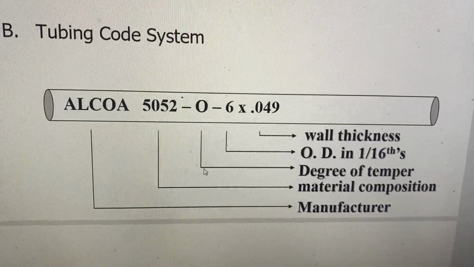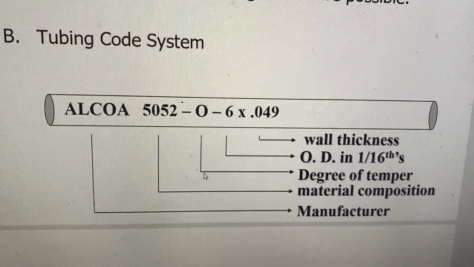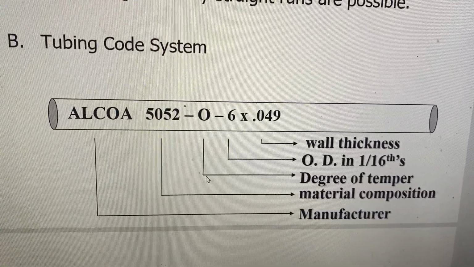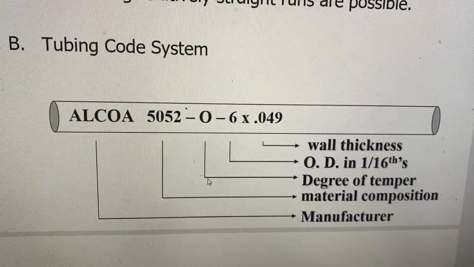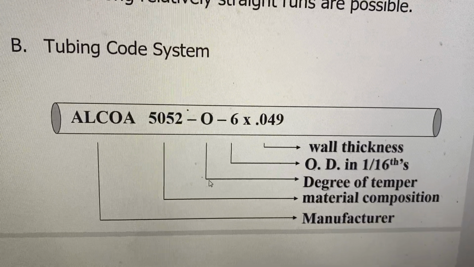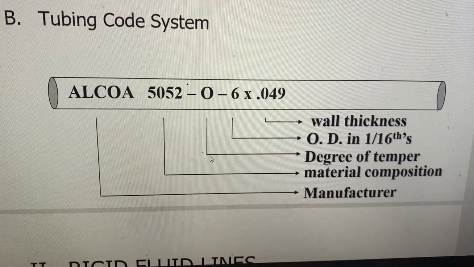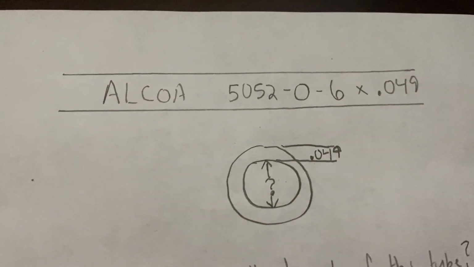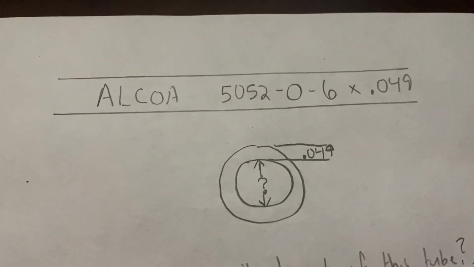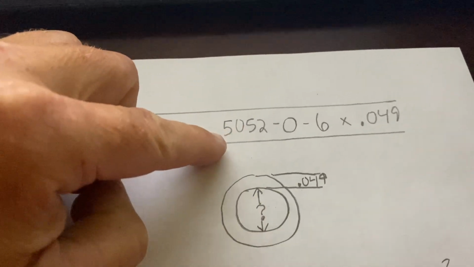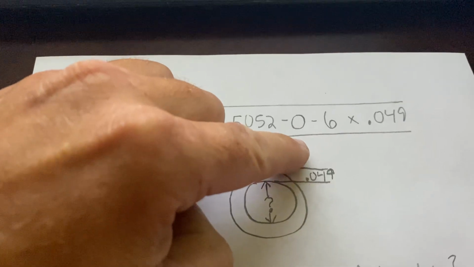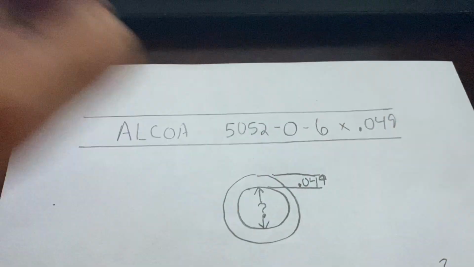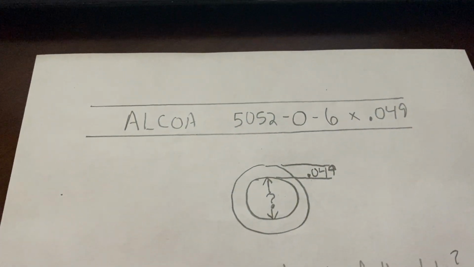And then the last thing is the wall thickness. I'm going to use an illustration I've drawn on this paper down by my computer to help explain. In this case, it's 49 thousandths, 0.049. So down here, I have an example of a tube. Alcoa is the brand name. The 5052 is the composition code. The O is the annealed. The 6 is 6/16, also known as 3/8 tube. And finally 0.049 would be the wall thickness.